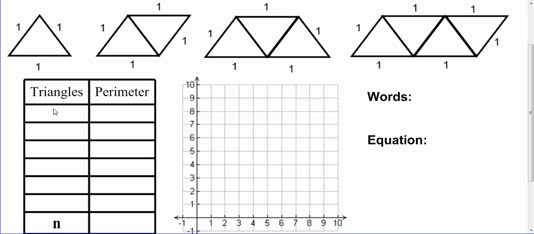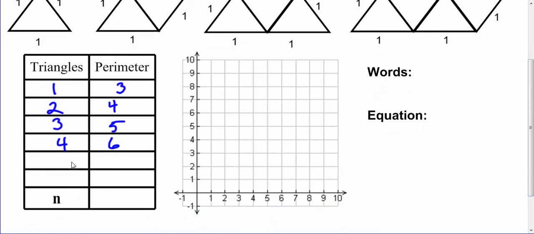Let's start filling in what we know. If we have one triangle, you can see that example over here. The perimeter is exactly 3. When we have two triangles, you can see the perimeter is 4. This next one, we have 3 triangles, and the perimeter is 5. And then the last one, 4 triangles, perimeter 6. Now here's what I would suggest. Let's continue with this pattern and see what we would find. One would be to go to 5 triangles, we know it would be 7. 6 triangles, we know it would be 8.